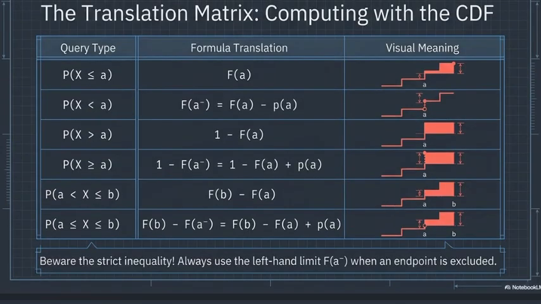Okay. Now moving forward, just the translation matrix. This is just how we translate it, the simple thing. So if probability of X less than or equal to a, the formula translation will be F of a. Like we did in the previous questions, all these formulas are just written here.